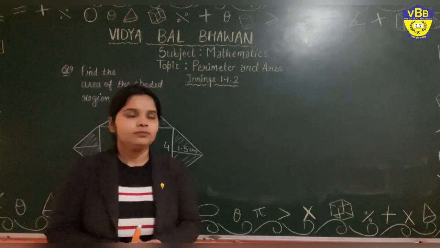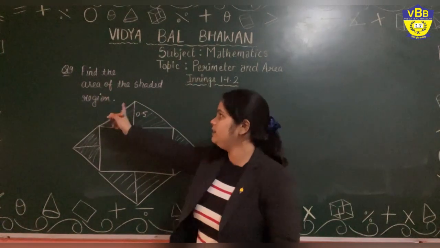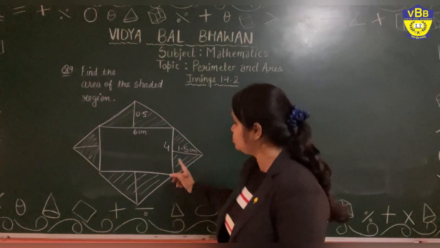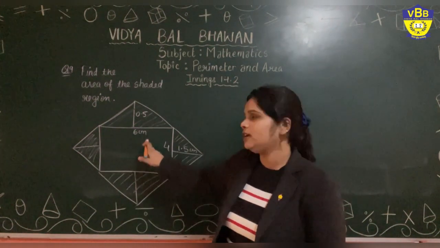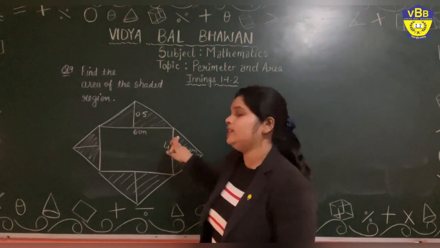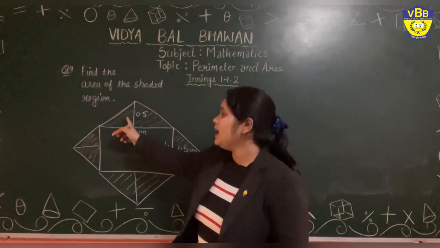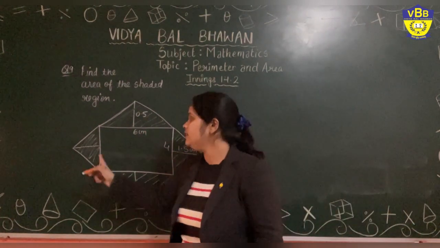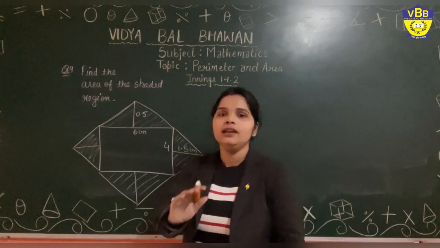So, our next question is, there is one figure given, it is saying find the area of the shaded region. You can see 1, 2, 3, 4 triangles are shaded. There is one rectangle inside all of these 4 triangles. Fine. We need to calculate the area of the shaded region. For that, what will we do? We will simply add the area of this first triangle plus second triangle plus third triangle plus fourth triangle. Find the area of these 4 triangles and add them.